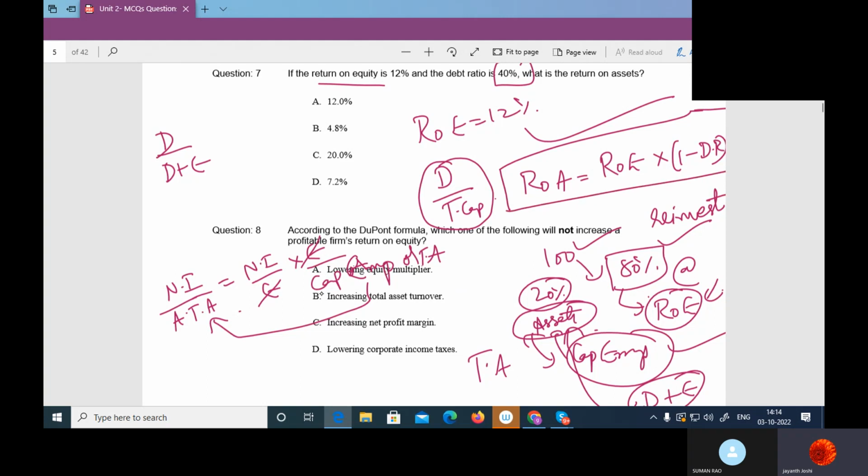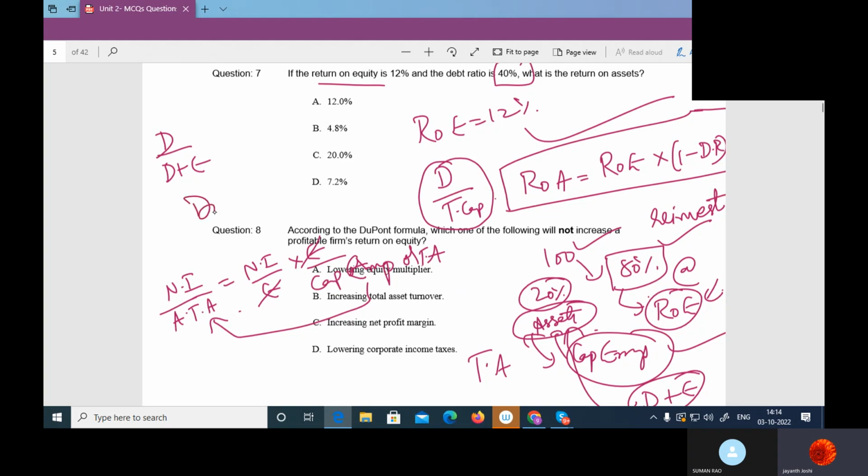I'm giving you a concept also behind that. What I'm saying is, return on assets is nothing but whatever money you have, you are putting into your business as a capital. With that, what do you want to buy? Assets. With assets, what do you want to generate? Returns. Correct or wrong?